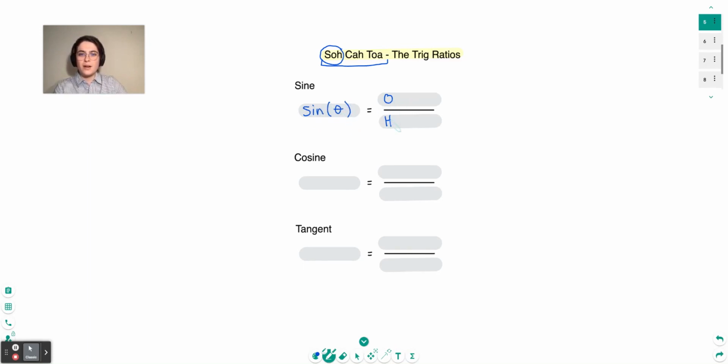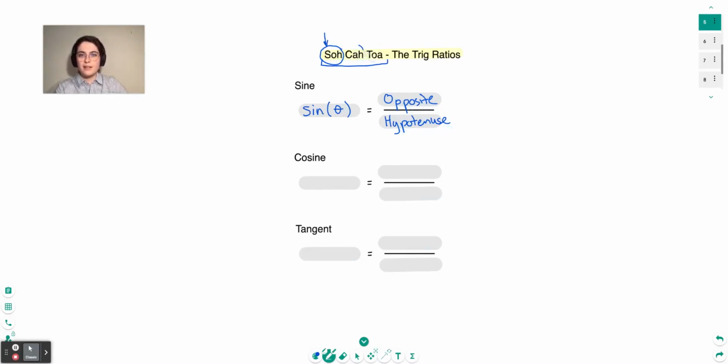And then we have an O and an H. The O is the opposite side, and the H is for hypotenuse. So basically what SOH is telling us is that the sine of an angle theta is equal to the opposite side divided by the hypotenuse.